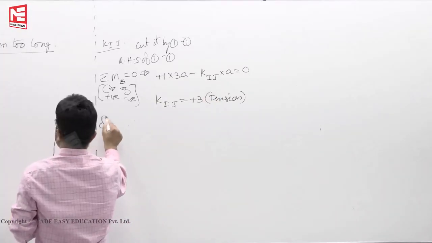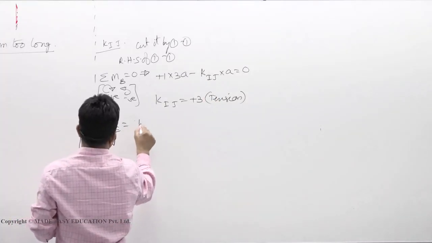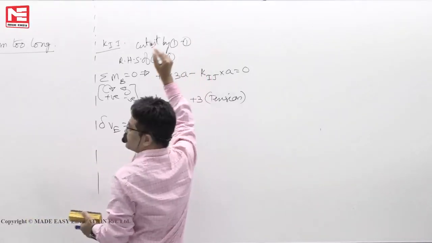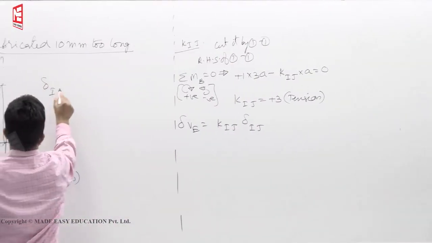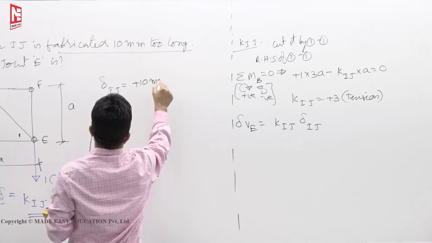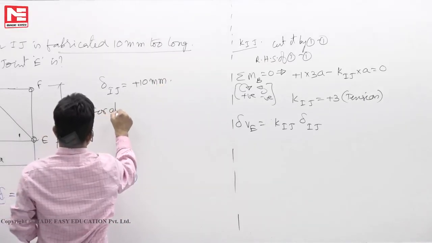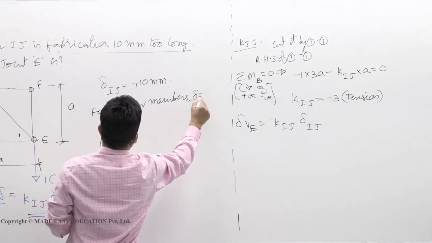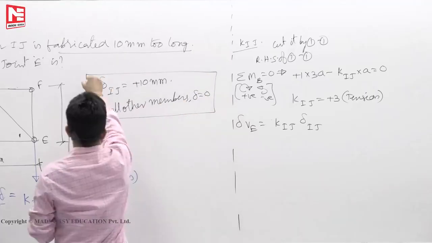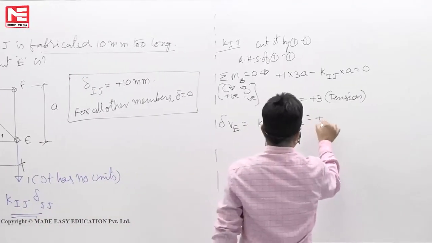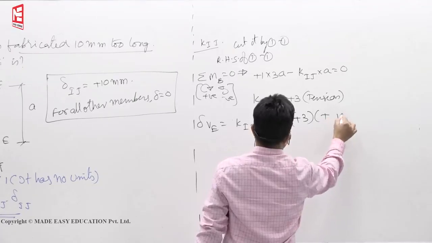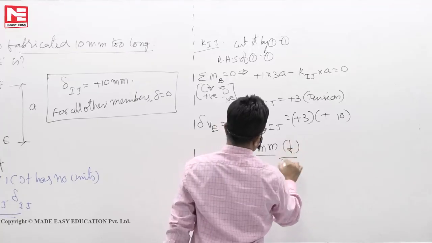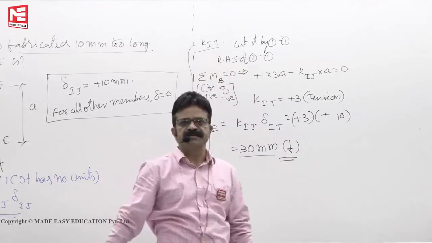Now delta vertical displacement of E is Kij into delta Ij. Delta Ij we know. Delta Ij is plus 10 mm. Then for all other members, delta is 0, as per the statement given. So Kij you get plus 3, delta Ij is plus 10. So you will get 30 mm. In 2 minutes time, your task is only this much.